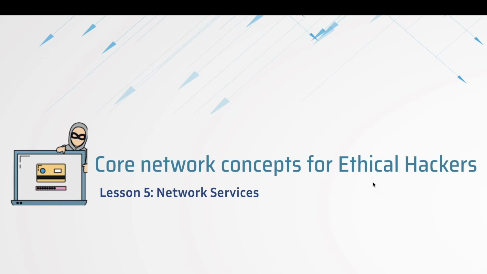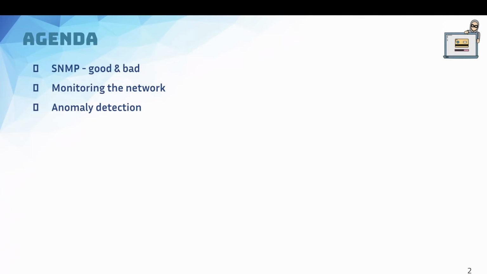Onwards to lesson number 5. Let's talk about some network services, shall we? First of all, SNMP, the good and the bad. What is it? What is wrong with it? And how can we use it for good? Then we also have monitoring the network, because of course a lot of network traffic is going back and forth, but how do we see exactly what's going on? And we also have anomaly detection, because once we have that monitor going on, how do we see when something is going wrong? That's a good question, isn't it?